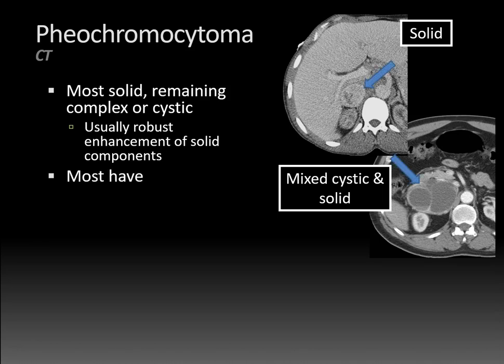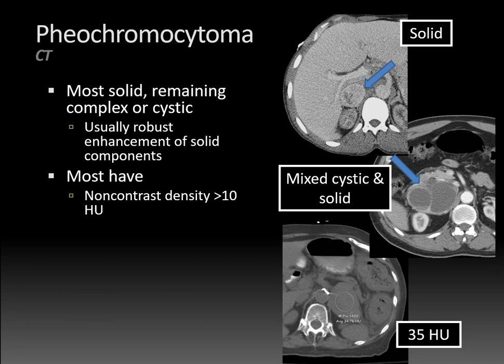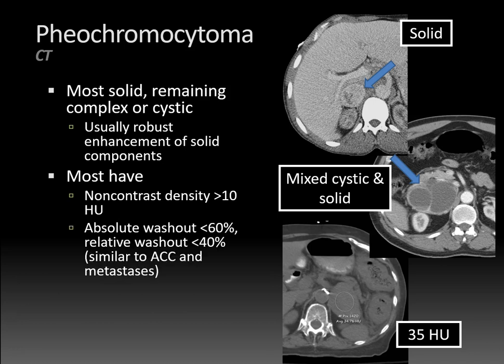And most pheochromocytomas will have a non-contrast density of greater than 10 Hounsfield units. Here's a different example of a pheochromocytoma with non-contrast density of 35 Hounsfield units, so well above 10 Hounsfield units. And the absolute washout will tend to be less than 60% with relative washout less than 40%. Again, that's similar to adrenal cortical carcinoma and metastases. And on CT, 10% will have calcifications.